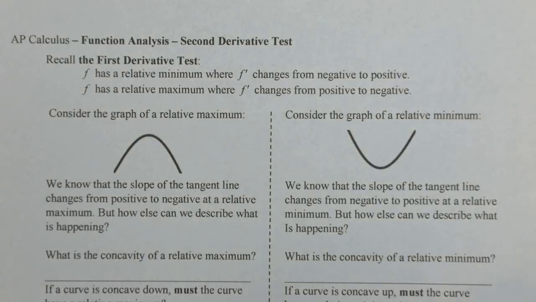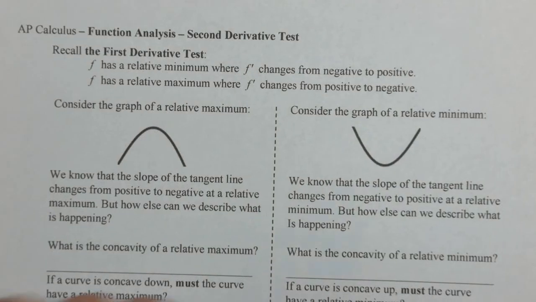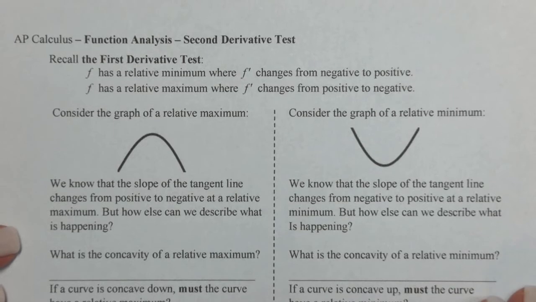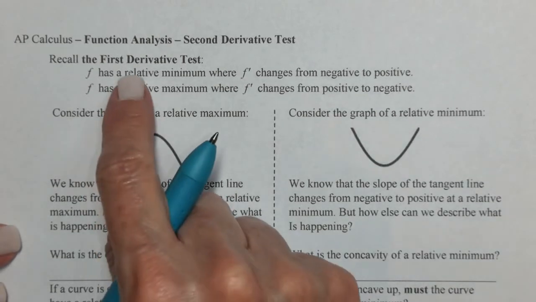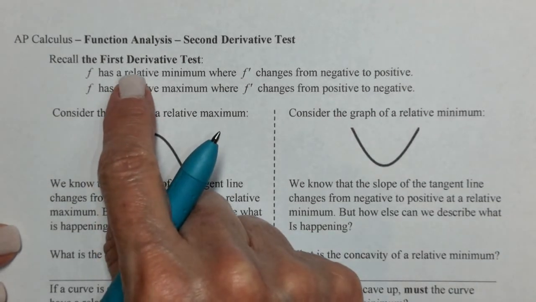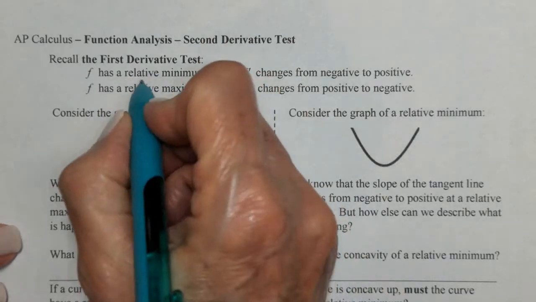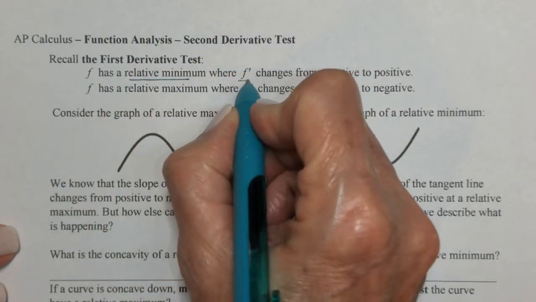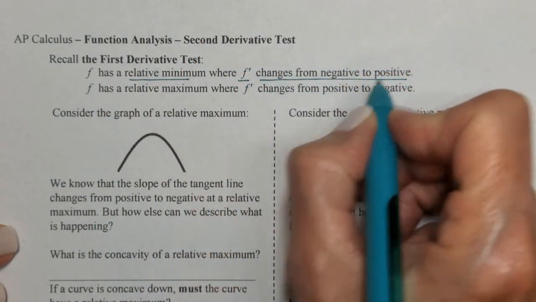We are continuing our study of function analysis, and today we're going to take a look at what is called the second derivative test. We have the first derivative test. The first derivative test says that f has a relative minimum when f prime changes from negative to positive.